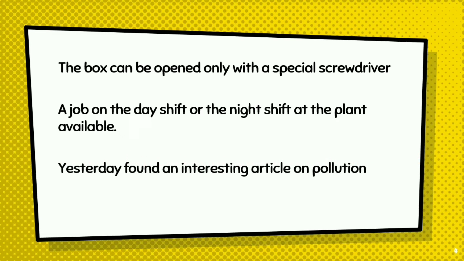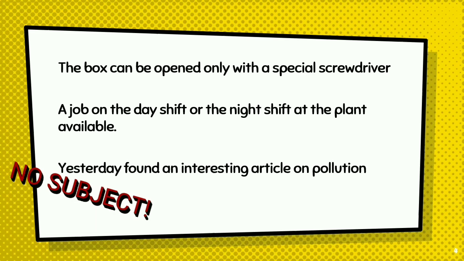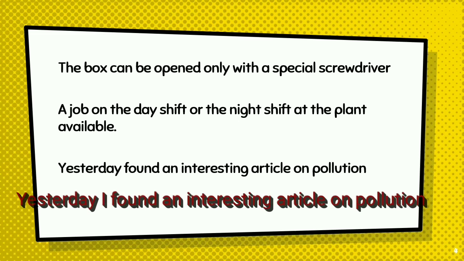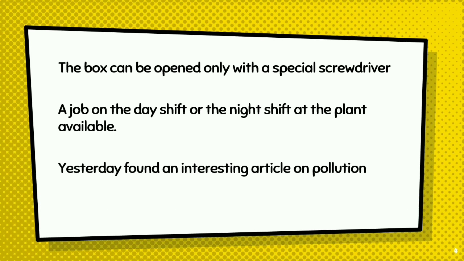Number 3. Yesterday, found an interesting article on pollution. Do the same thing. Is there any subject? No, everyone. No subject in the sentence. And is there any verb? Yes. Found is the verb. So this sentence is incorrect. The subject is missing. The correct sentence is I, yesterday, found an interesting article on pollution, or with other subjects besides I. It's still possible.